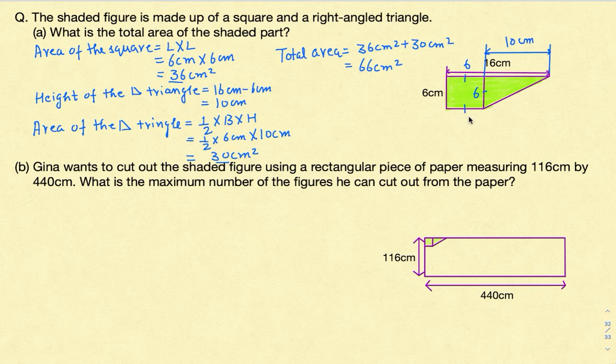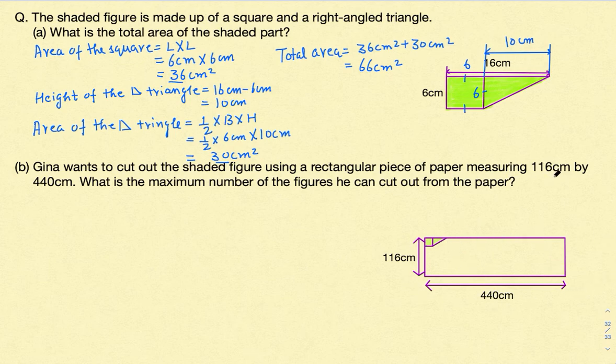Now we move on to part B. Here what we have is Gina wants to cut out the shaded figure using a rectangular piece of paper. So this is the shaded figure, right? Gina wants to cut out this kind of shaded figure. You can see here, this is the small version of this. So this is the shaded figure she wants to cut out from this large rectangular piece.